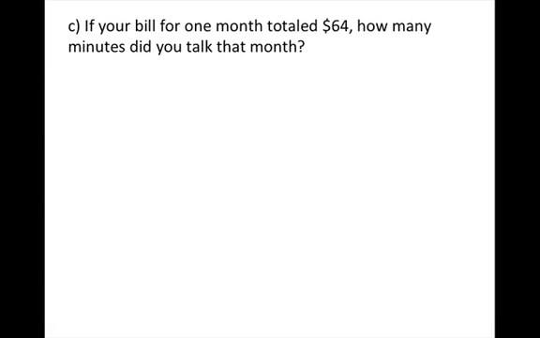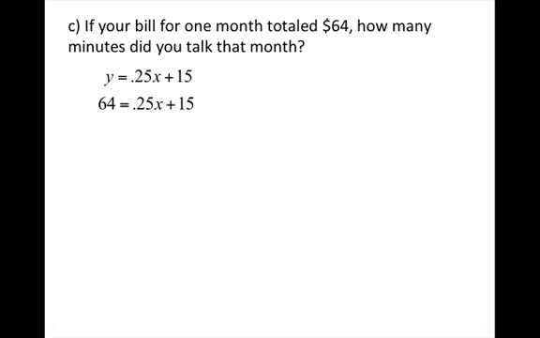And then finally in part C, if your bill for 1 month totaled $64, how many minutes did you talk that month? So the bill amount was 64, and that's my y. So begin with your y equals 0.25x plus 15. And this time I'm going to plug the 64 in for my y.